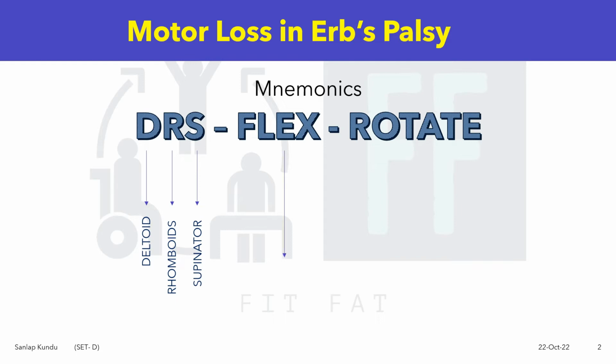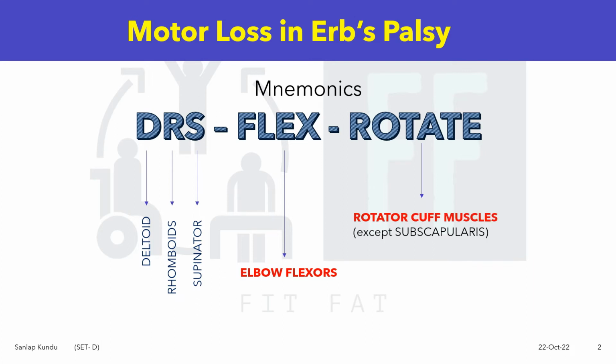Now flex means all the elbow flexors, which includes biceps, brachialis and brachioradialis. Now rotate means all the rotator cuff except the subscapularis. That means it includes supraspinatus, infraspinatus and teres minor.